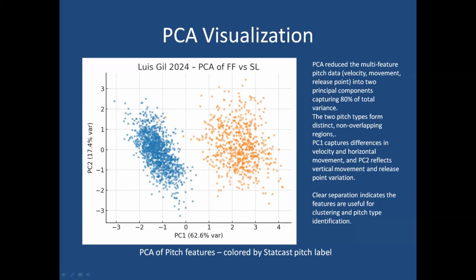And so this is an important first check. Even without clustering, it shows fastballs and sliders occupy distinct regions in component space. So it's strong evidence that unsupervised learning should be able to rediscover pitch types.